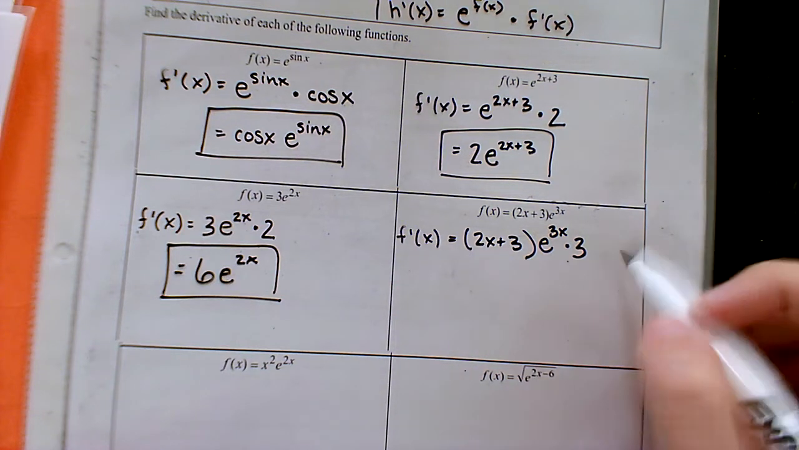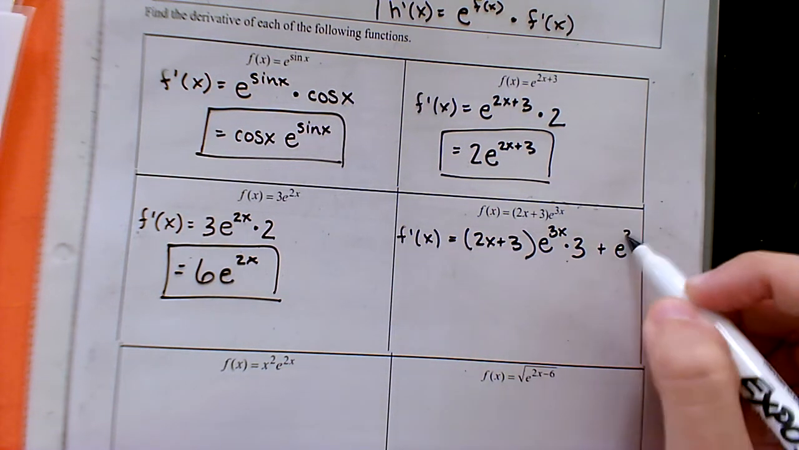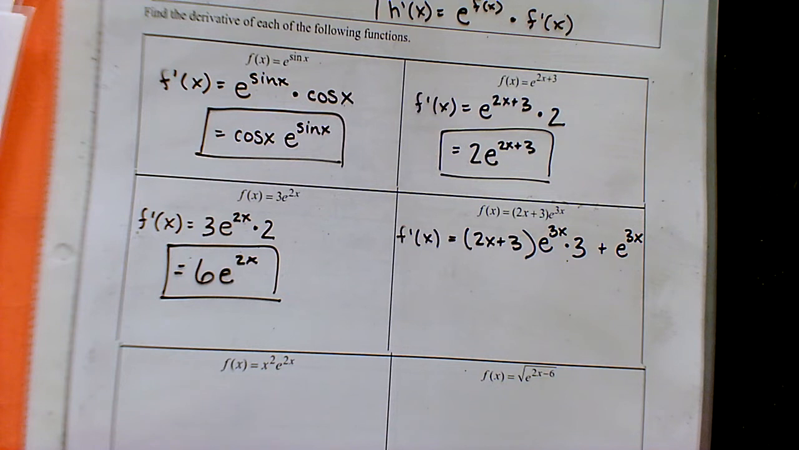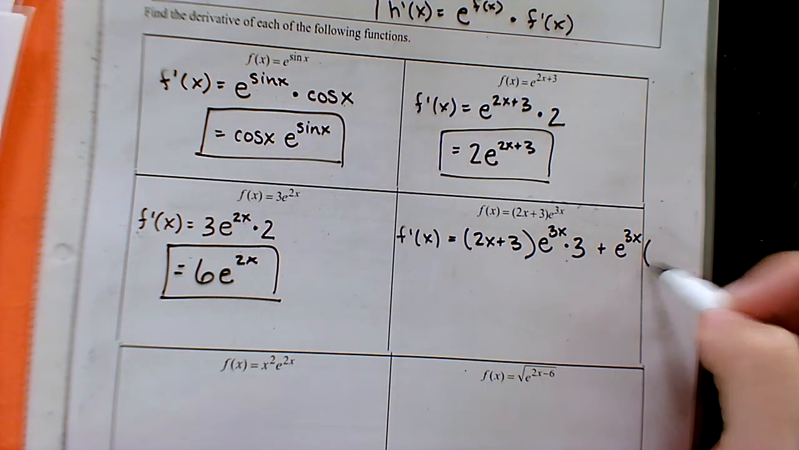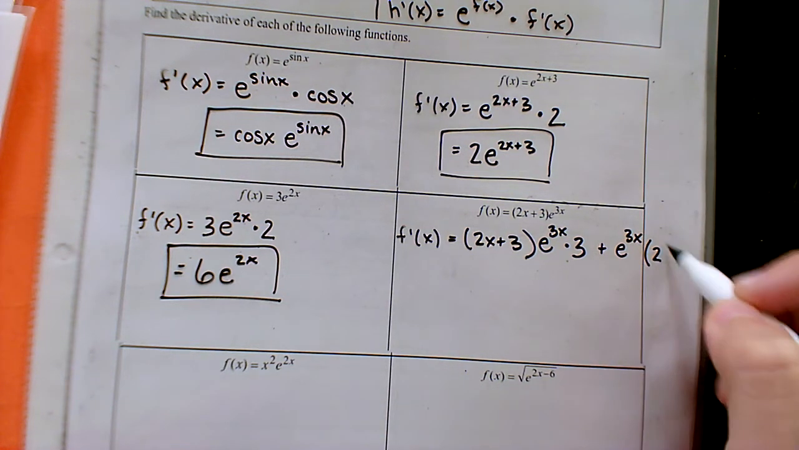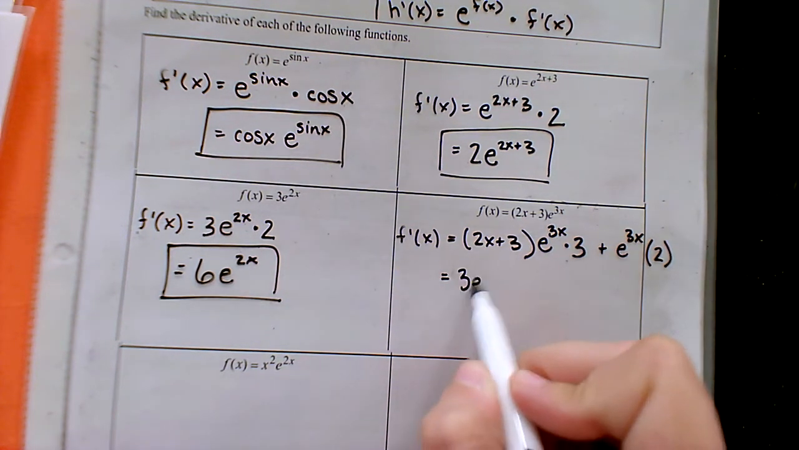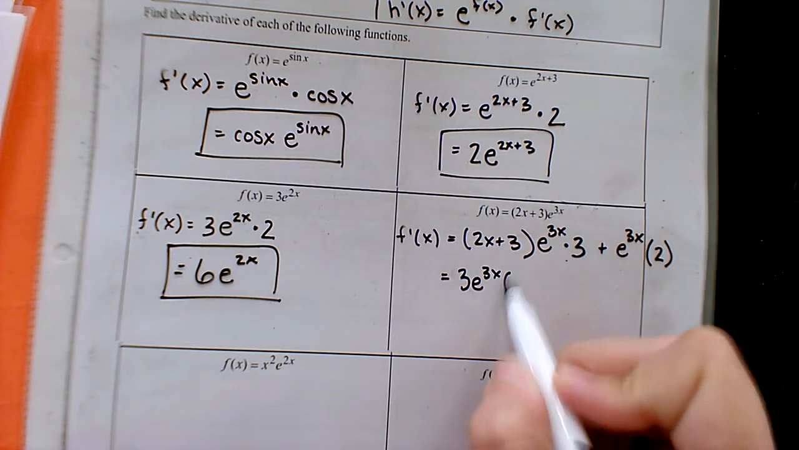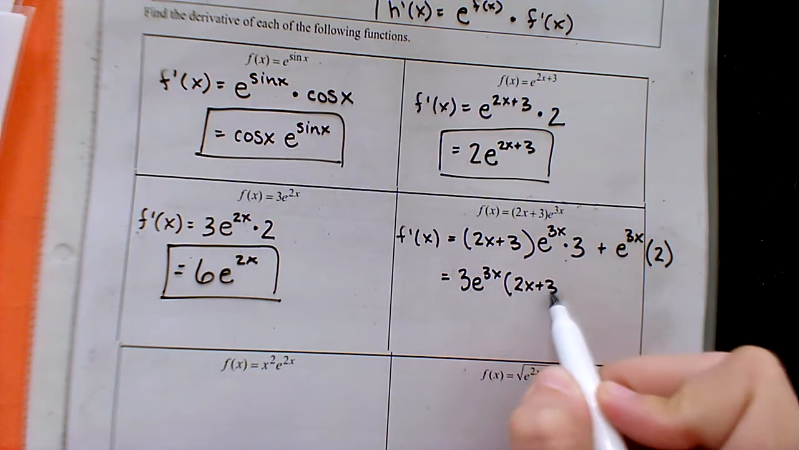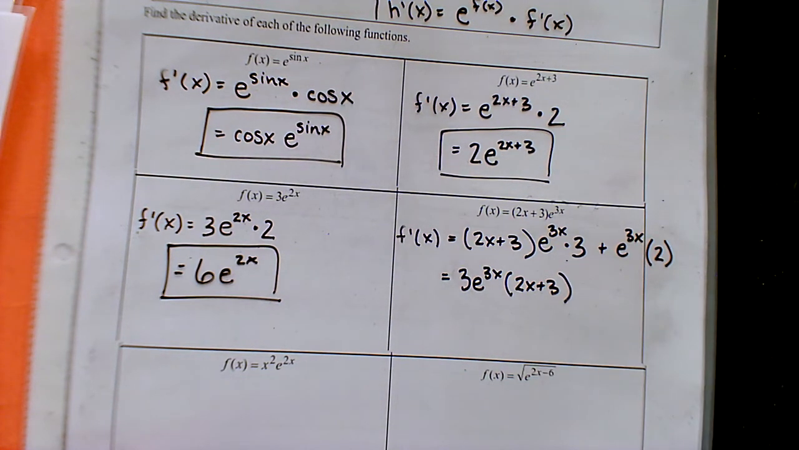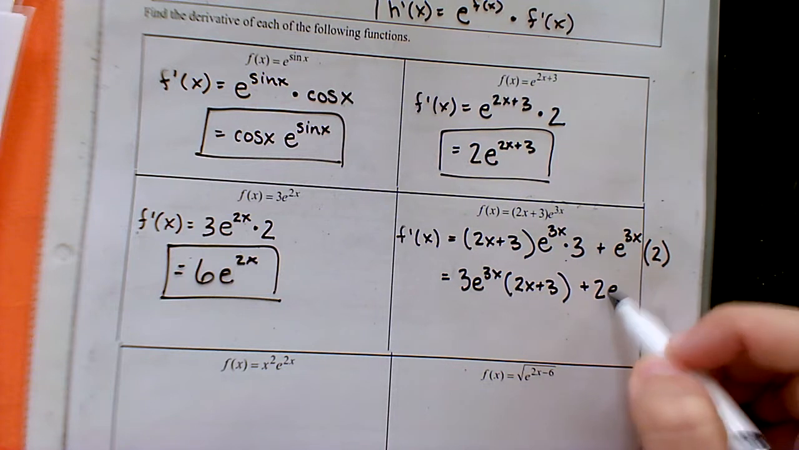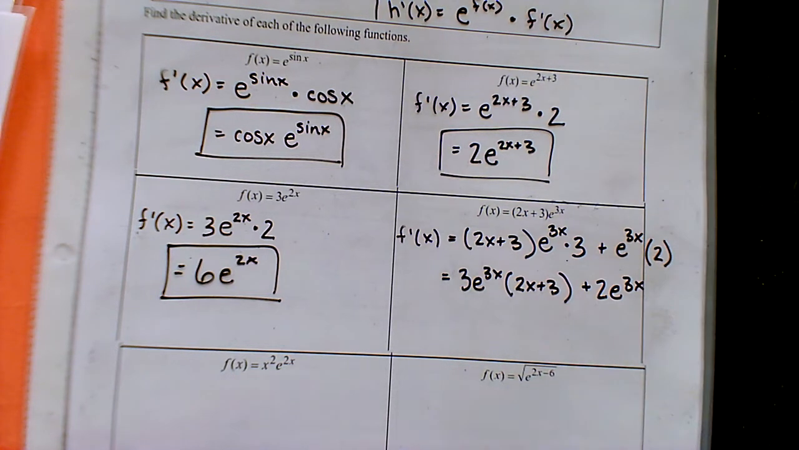So there's 1d2 plus 2, and then we're going to multiply by d1, which would just be 2. All right, so if we clean it up, we'll have 3e to the 3x times 2x plus 3, and then plus 2e to the 3x on the end.